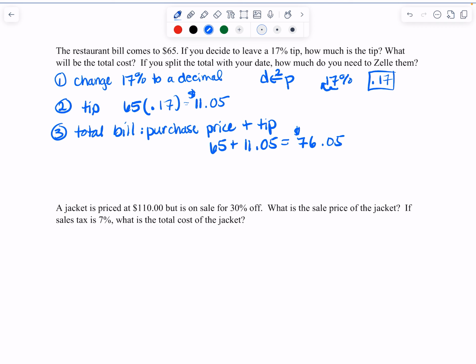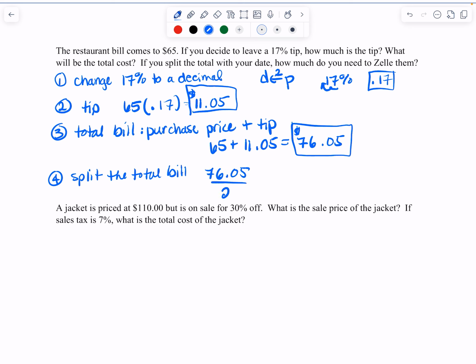All right, now for part 4. And you know what, I'm going to go ahead and box off these values because this question is asking us a lot of questions. How much the tip is, $11.05. What will be the total cost of the bill, $76.05. And then what happens when you split it. So we're going to split the total bill with the tip.